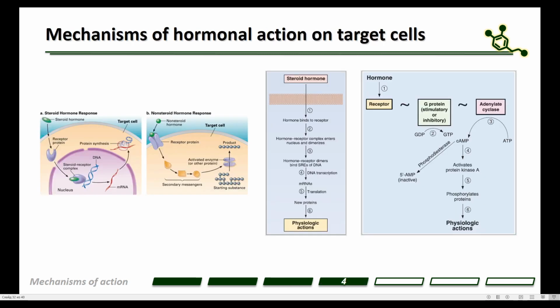Now, as we already mentioned, hormones will be released by the endocrine gland directly into the bloodstream, and then they have to reach the target cell. And to interact with the cell, you need receptors. Here we have several options, and it depends on the chemical nature of the hormone, whether it can enter the cell or it cannot enter the cell.